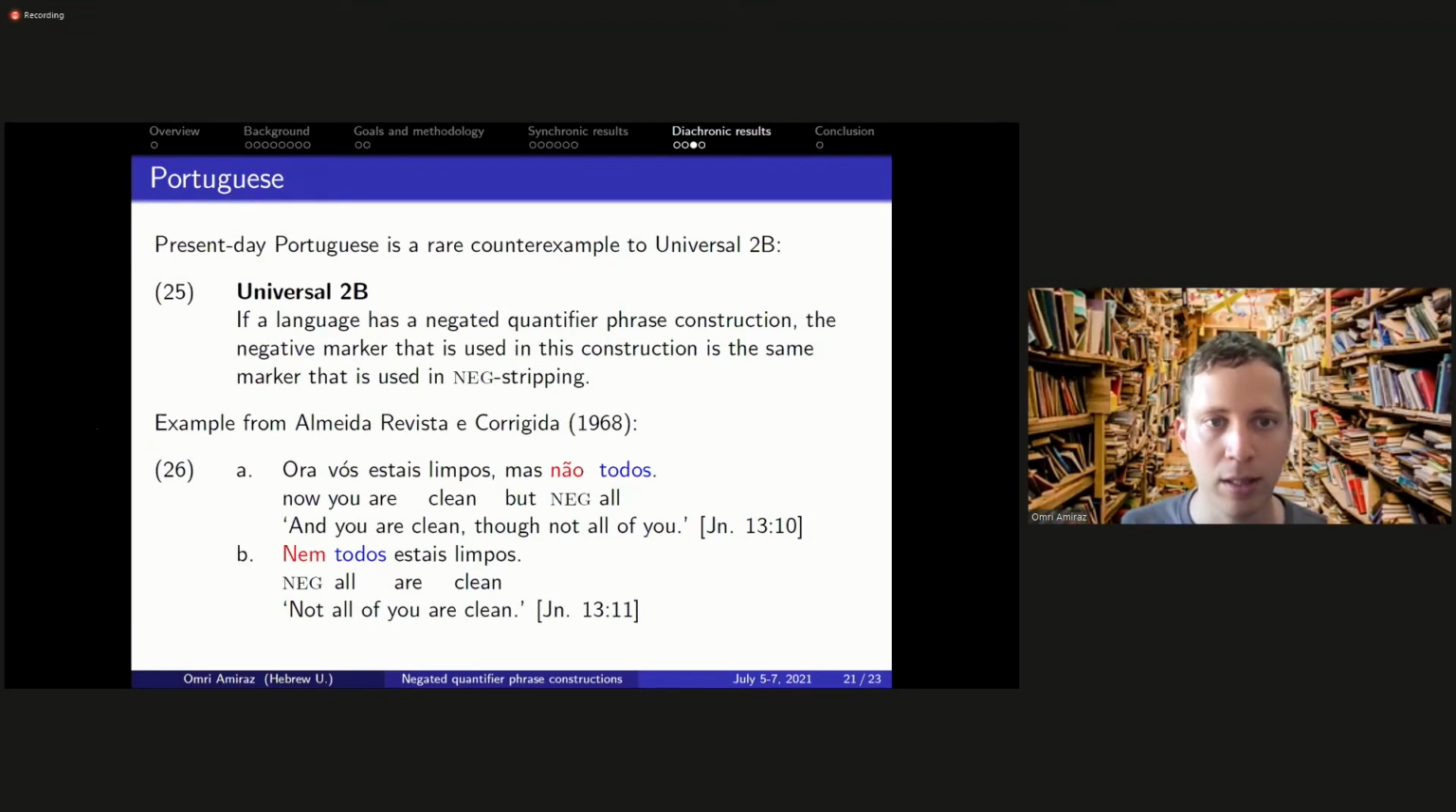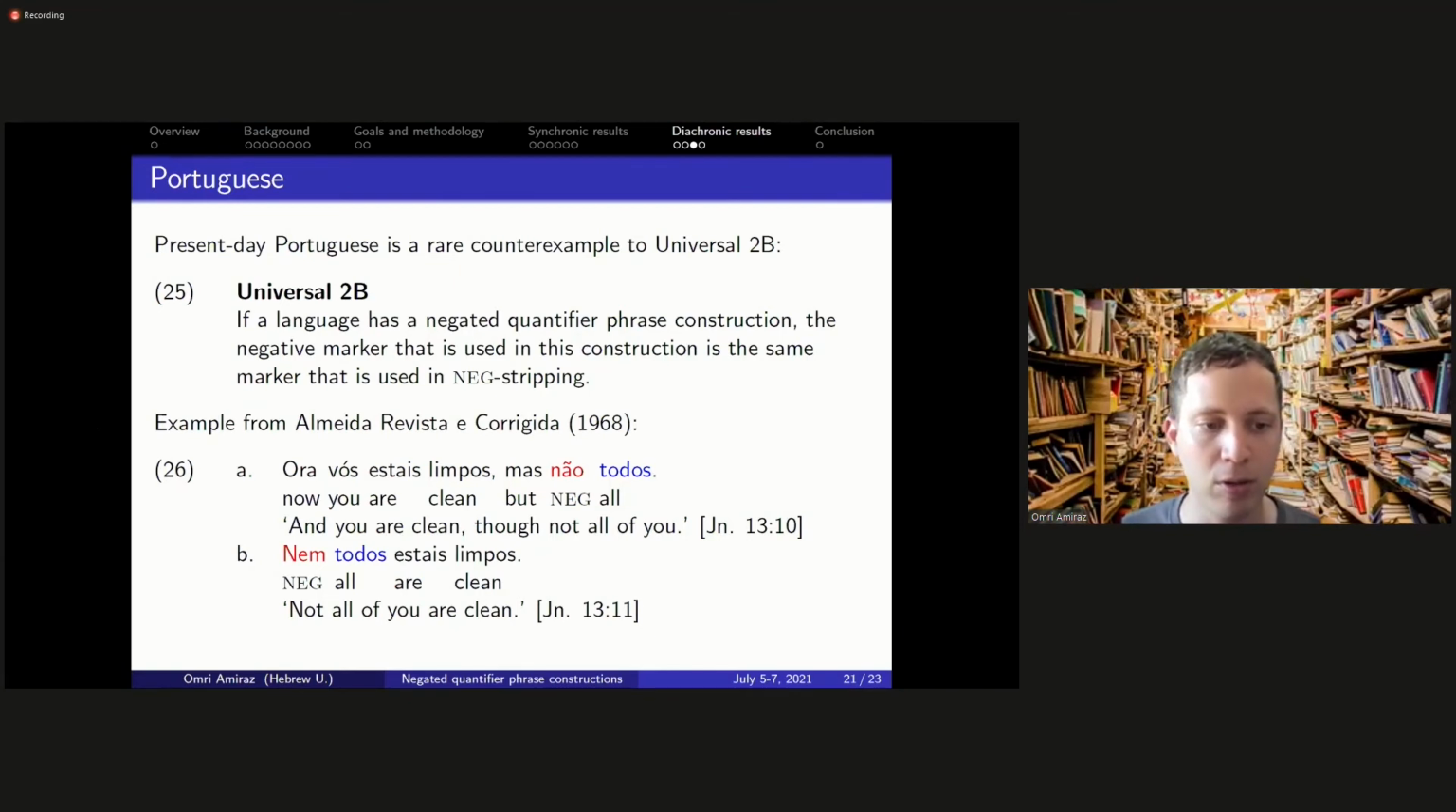Present-day Portuguese is a rare counterexample to universal 2b, which I will repeat. If a language has a negated quantified phrase construction, the negative marker that is used in this construction is the same one that is used in neg stripping. So that's an example from a modern revised version of a translation of the New Testament. So in 26c, we have a neg stripping construction, and we see that the negative marker is não, which is the same one that is used in standard negation.